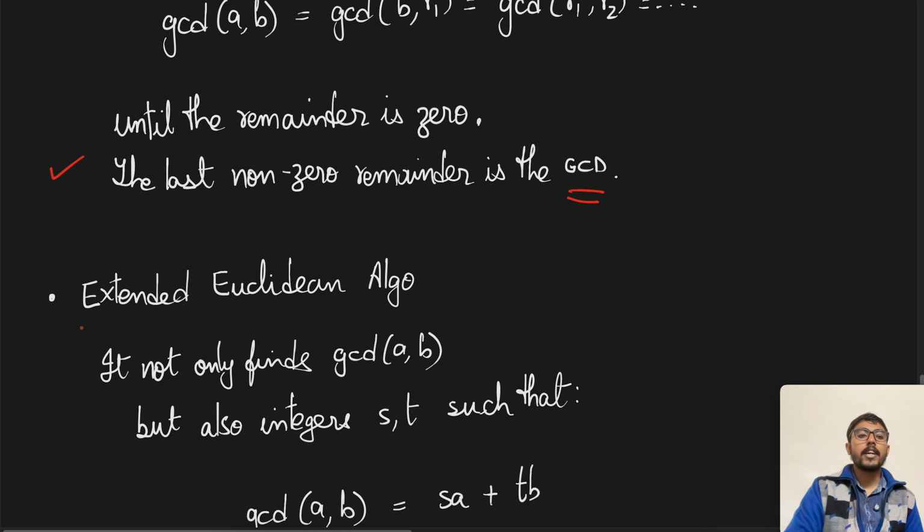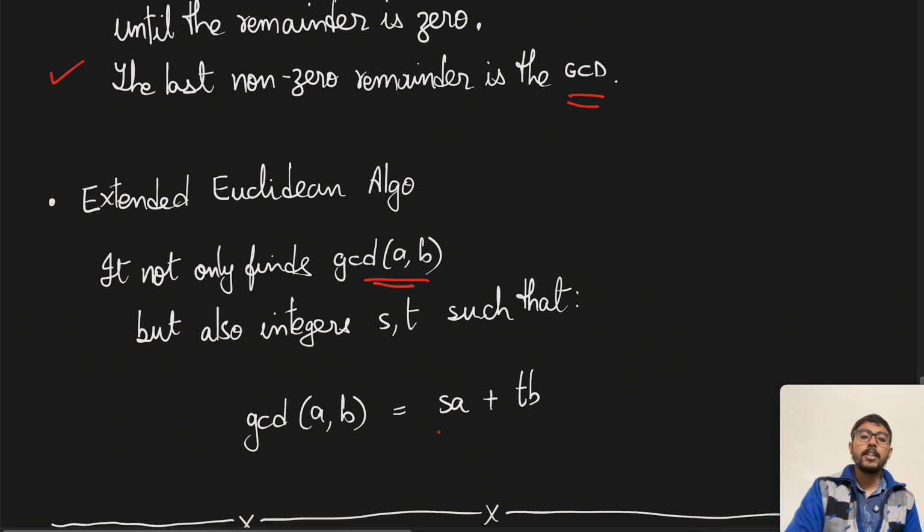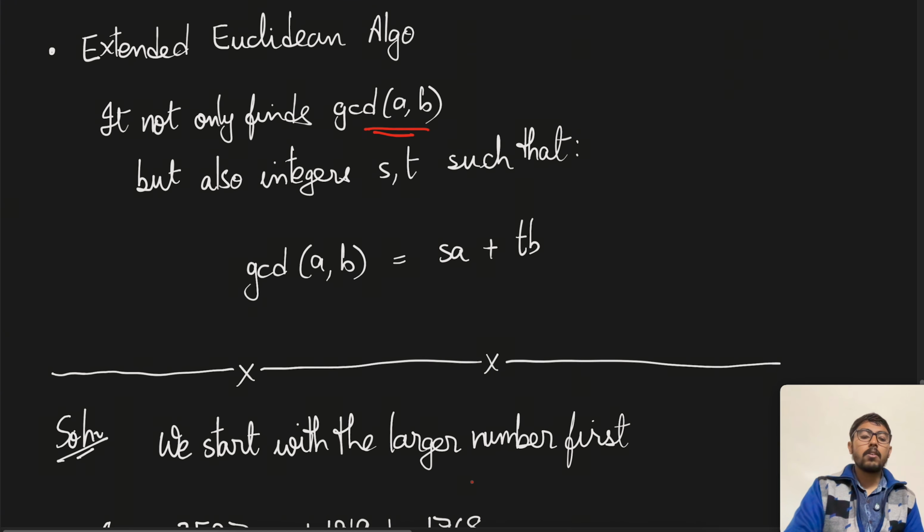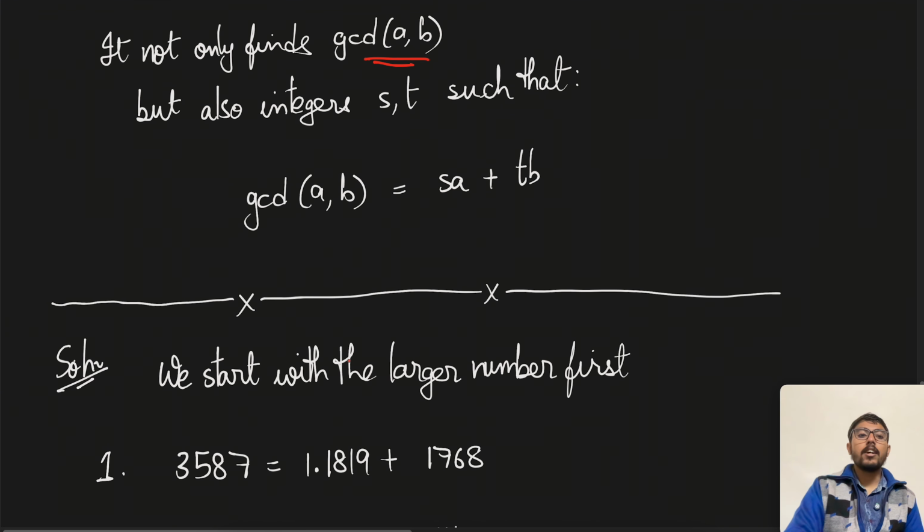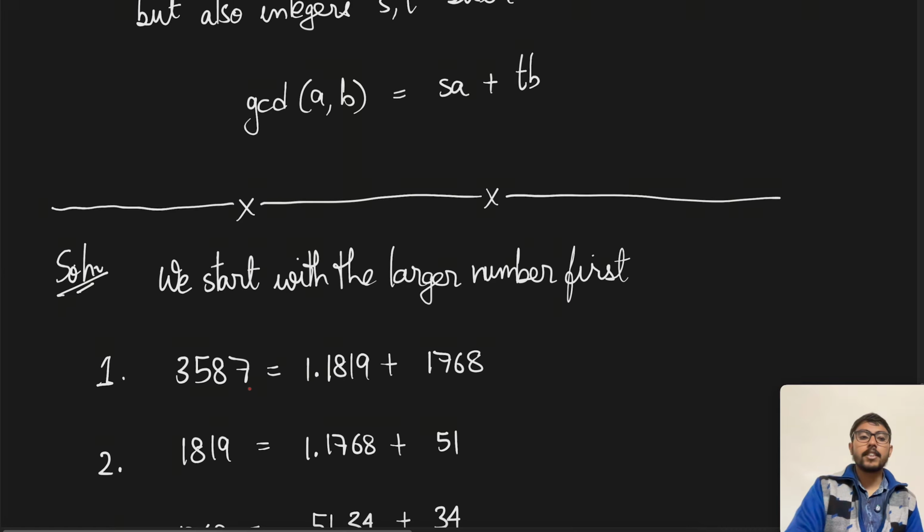Next we come to the extended Euclidean algorithm. It not only finds the GCD of a and b, which is the actual one, but it will also find integers s and t such that GCD of a, b is equal to sa plus tb, right. Now the solution that we'll have for this particular problem will be something like this. We'll start with the largest number first, which is 3587, which is equal to 1 times 1819 plus 1768.